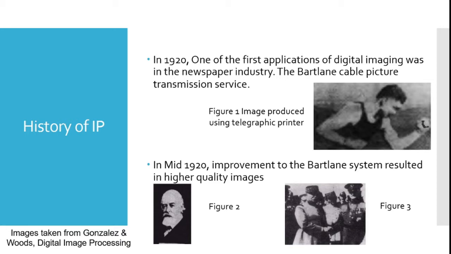Now, the history of image processing. In 1920, one of the first applications of digital images was in the newspaper industry, the Bartlane cable picture transmission service. In figure 1, you can identify the first picture produced from a telegraphic printer. In the mid 1920s, some improvement was made to the Bartlane system, resulting in higher quality images, shown in figure 2 and figure 3.